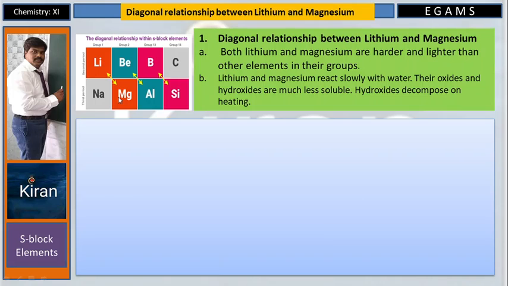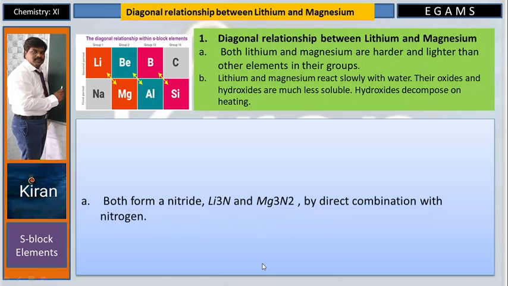Once again I am saying, the first element in one group having similar characteristic properties with the second element in the next coming group is known as diagonal relationship. In the same way, this is the first element in this group, and this is the second element in the next group. These have similar characteristic properties.